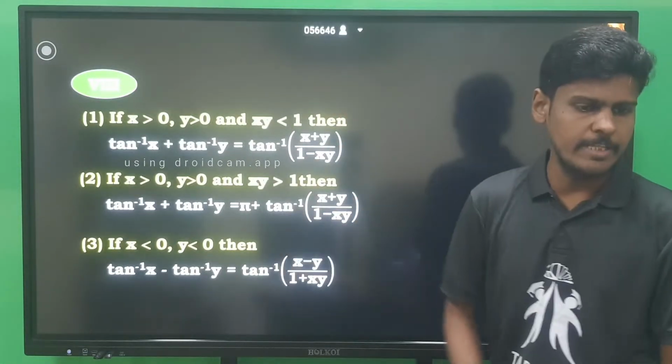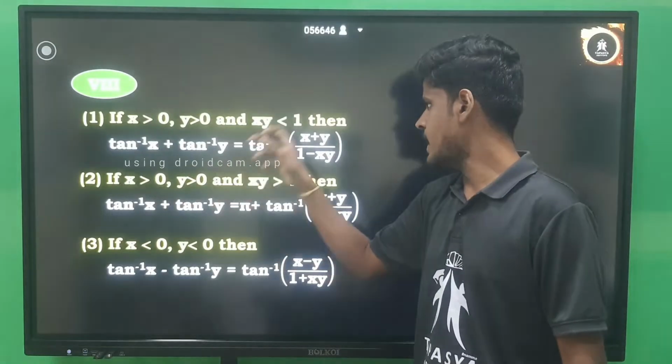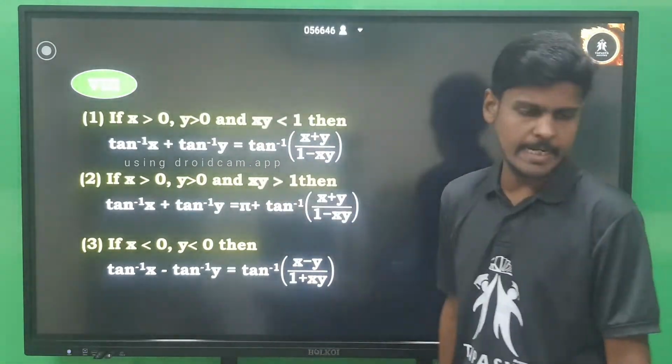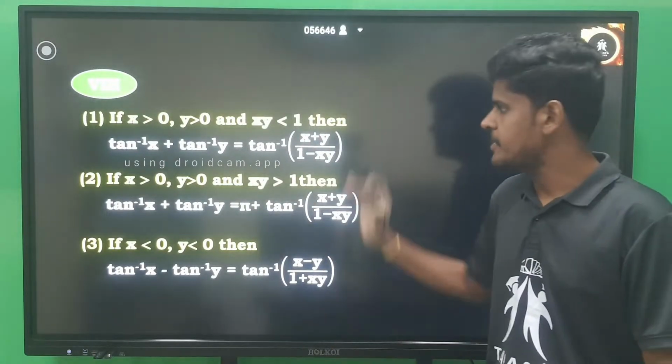What is the difference between these two, students? Here x and y should be greater than 0 in both the cases, and xy is less than 1 in the first, xy is greater than 1 in the second property. Remember this is very important.